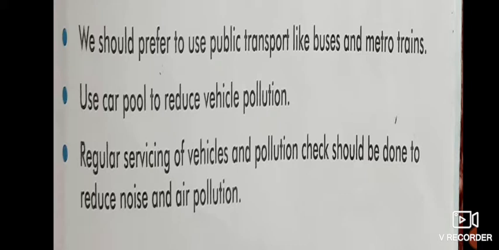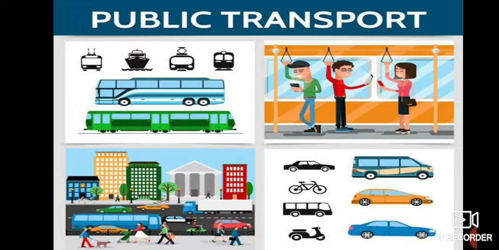Now there are some points which we need to follow. First point is we should prefer to use public transport like buses and metro trains. So we should prefer to use public transports like buses or metros in Delhi. In Delhi there are metros, so we should prefer to travel by public transport so that we can cause less pollution.